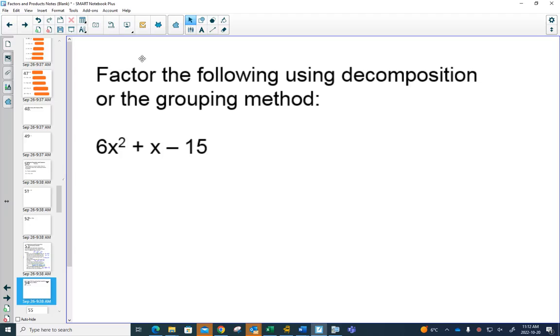Plus, it makes sense how it's done. You don't have to remember a bunch of steps, which is also very nice. Because I can tell you when I talk to my grade 12 students, I'd be like, hey, do you remember the grouping method?